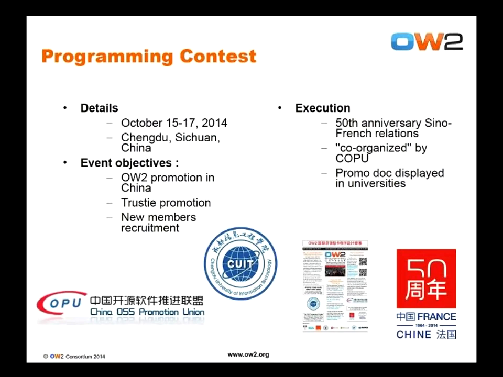The next event I wanted to talk about was the programming contest. This programming contest was launched in March. Now we are finishing it, and we have 14 teams participating in it. And the award conference will take place in Chengdu, mid-October, in China. It will be hosted by the Chengdu University of Information Technology. Interestingly enough, this event today is one of the events that is part of the celebration of the 15th anniversary of the diplomatic relations between France and China.